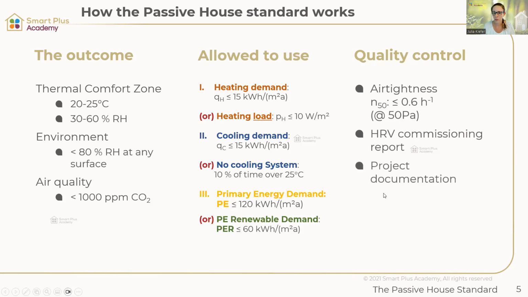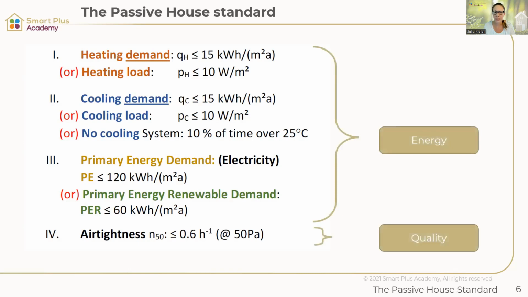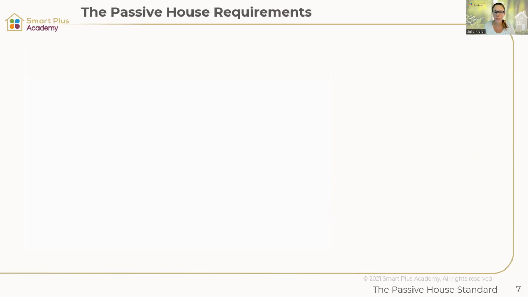We have our project documentation, our thermal bridge analysis, and in the end, we have our certifier and the certification process looking over our shoulder to make sure that this is a good quality build. Good. So this is the standard. As I said already, all our heating demand and load, our cooling demand and our primary energy. So the first 3 points here are energy related, whereas the last one is our quality control. That air tightness really tells us that our Passive House will be a good quality building.